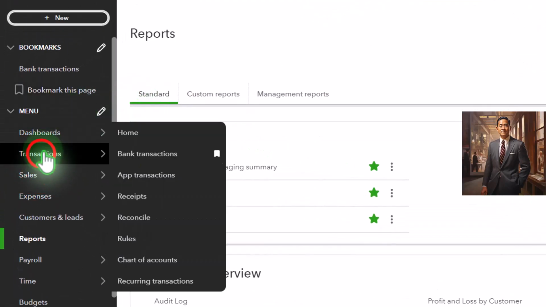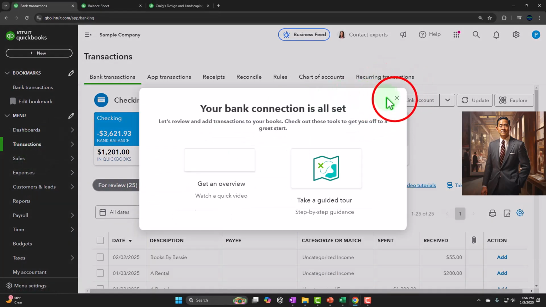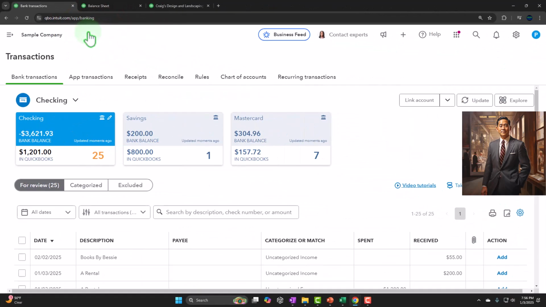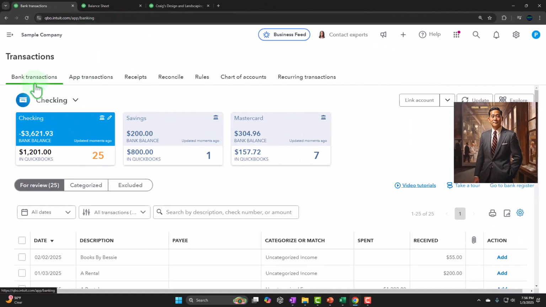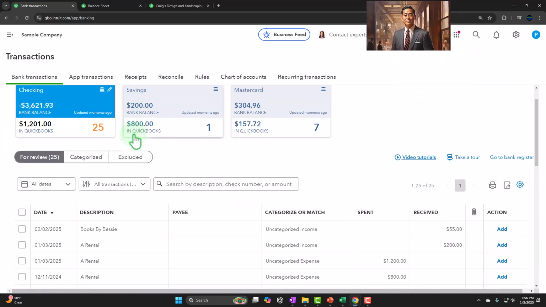If we go into the transactions tab over here, that's where our bank feeds are located. I'm going to close this out. I'm going to close up the hamburger. We're in the first tab, the transactions tab. You have your checking account here. So this is what I would call bank feed limbo.